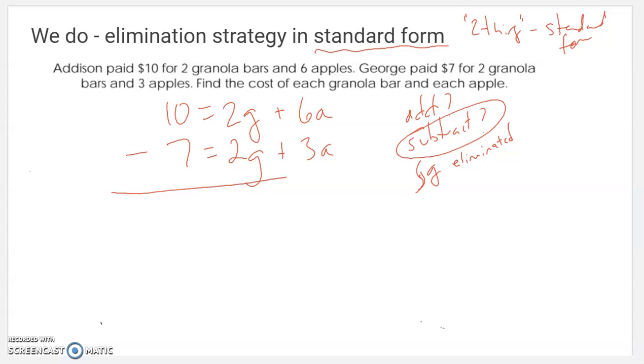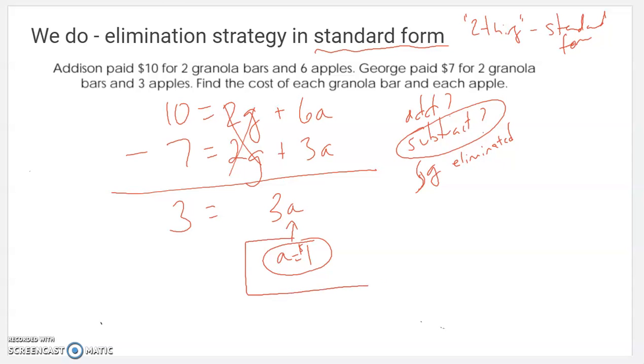So if I subtract those two, 10 minus 7 is 3. 2G minus 2G is eliminated. Nothing to write there. And 6A minus 3A is 3A. And look how easy it is to figure out what A is. A is $1. Done. Hardly any work to figure out the first one. Common sense shows me 3 times 1 is 3. Done. Found one of them.